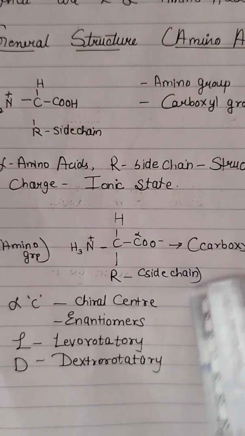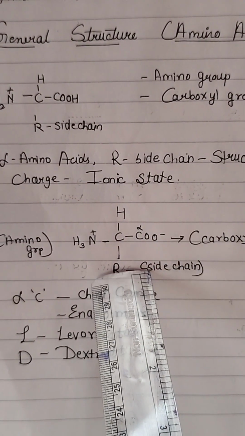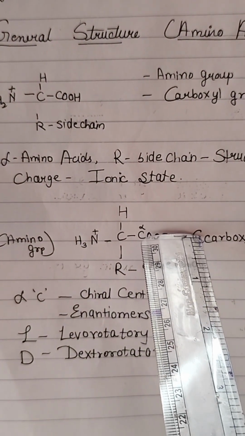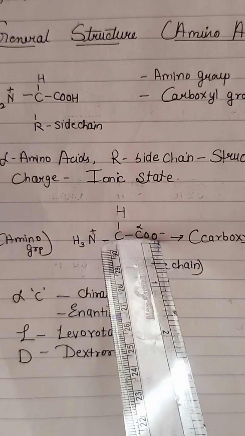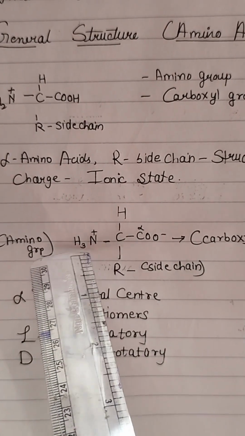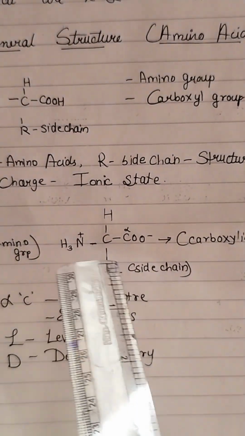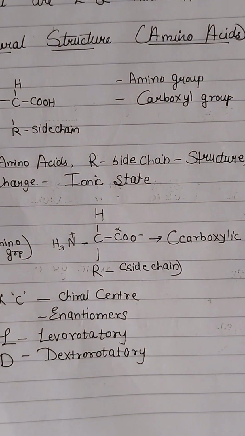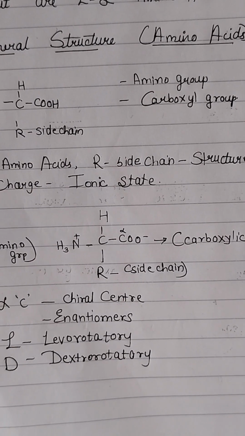So this is the general structure you can see over here. It is also called the ionic state of the amino acids. This is the alpha carbon atom, to which the carboxylic group and the amino group are attached. So this is the chiral center. This alpha carbon atom is attached to 4 different groups, and so it is a chiral center.